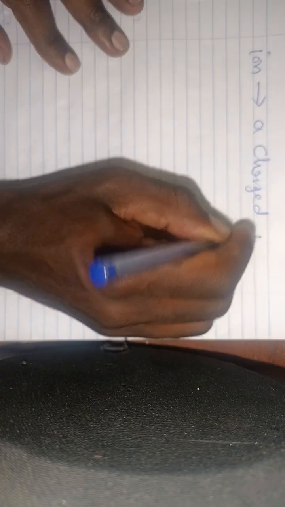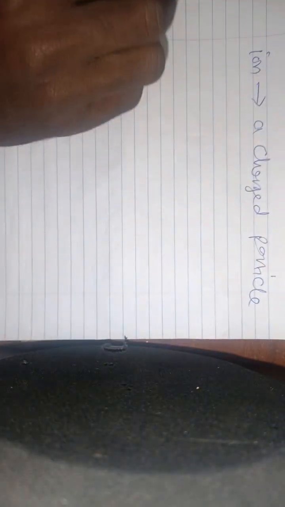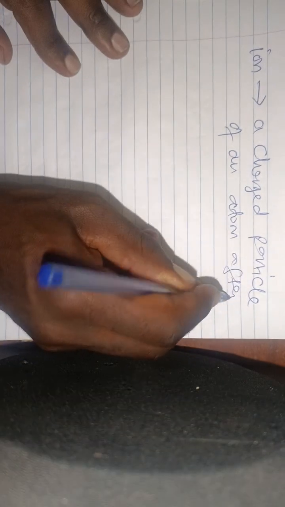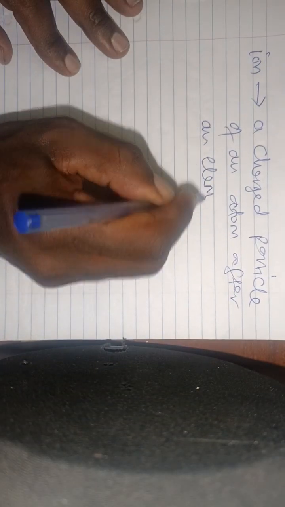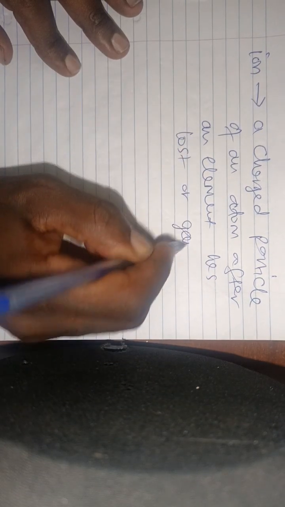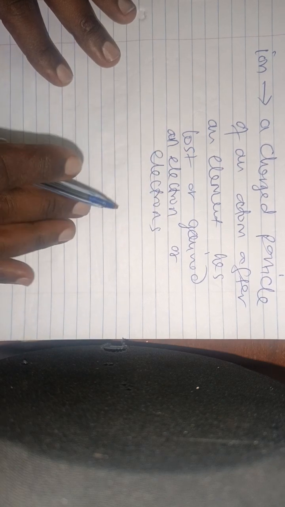There's something called an ion, and in this case, an ion, for your information, is just a charged particle of an atom after an element has lost or gained an electron or electrons. Now let me begin from here.